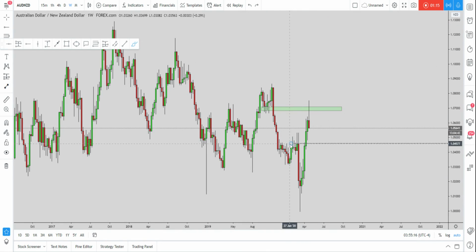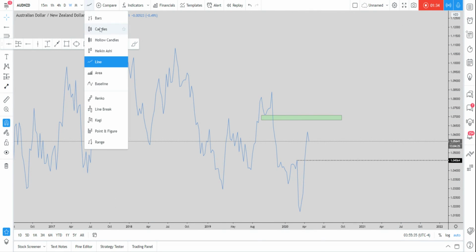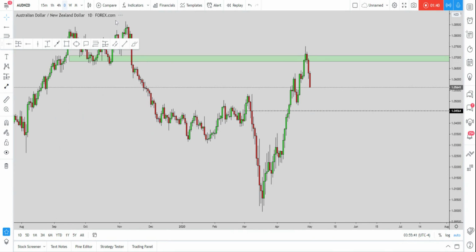So from a weekly perspective, we can expect the market to continue all the way to this level here. Why? Because it's the nearest structure that we have. To identify it more clearly, you can go down on a line chart and put a horizontal ray exactly on the structure, and it will be even more precise. So this is overall where we expect the market to go from a weekly perspective.